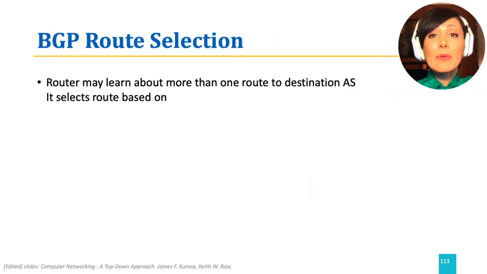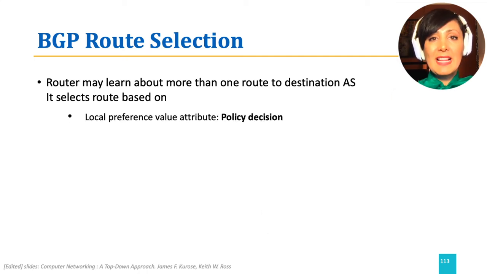Note that a router may learn about more than one route to a destination AS. As we saw in the previous example, AS1 learns about different paths to X through AS2, AS3 X, or only AS3 X. The router may select a route among the ones it learns in different ways, based on the attributes we discussed. It might select it based on local preference value, which is a policy decision. It might choose the vector with the lowest number of ASs within the path vector.